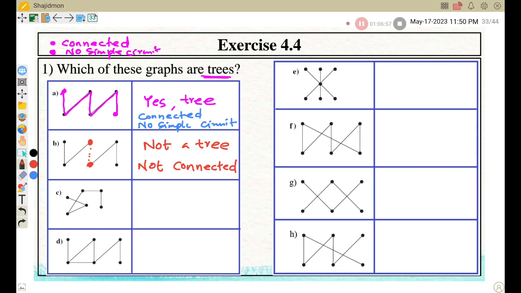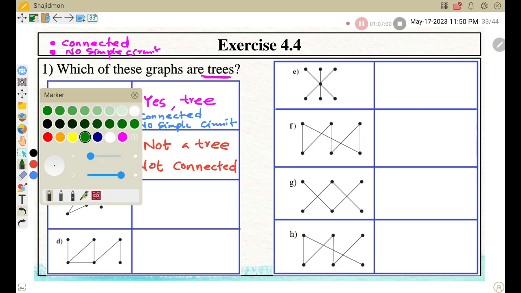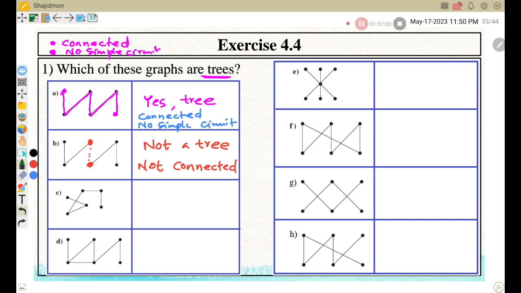Okay, now we will come to the third part of the question, C part. Is it a tree? Yes, it is a tree. It is connected and there is no simple circuit. See, when we look at the graph, it can be confusing. This is a vertex, this is another vertex, and here there is no vertex. So there is no simple circuit, and each vertex is connected. So it is a tree because it is connected and has no simple circuit.